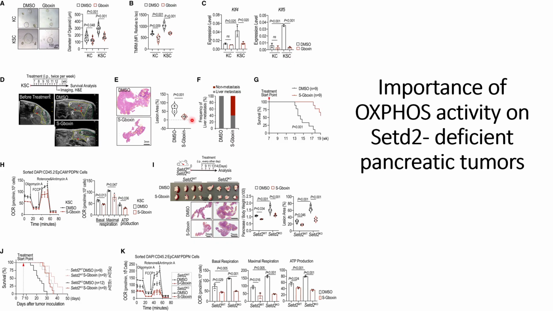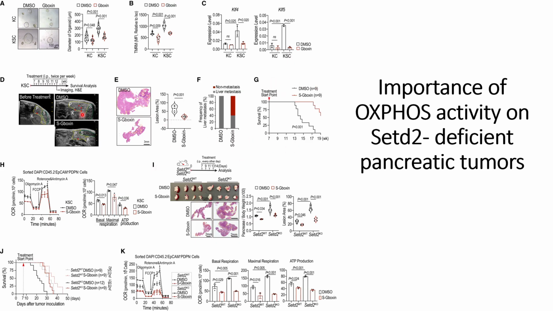And when they checked the frequency of liver metastasis, they found that in some of the cases non-metastatic livers were found when Sgboxin was used for treatment, whereas in all the cases of the control, DMSO, liver metastasis occurs. And in terms of survival rate also, the survival rate of the mice treated with Sgboxin is higher compared to the survival rate of mice treated with DMSO.